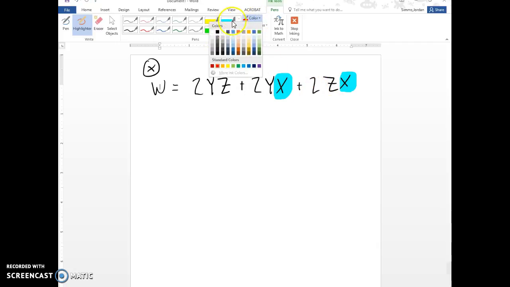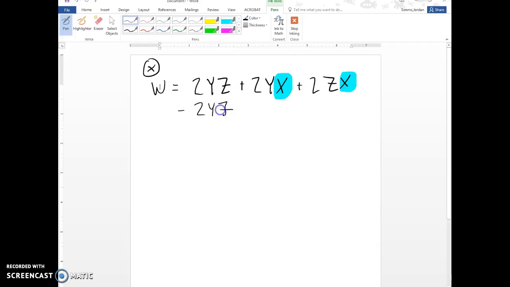So what I'm going to do first, I'm just going to subtract off this 2yz. I'm going to do that to both sides. So I'll minus 2yz from both sides. So I'm just going to get rid of that term. Over here on the left, I have w minus 2yz. I'm going to write my equal sign, and now I'm just going to rewrite this again.